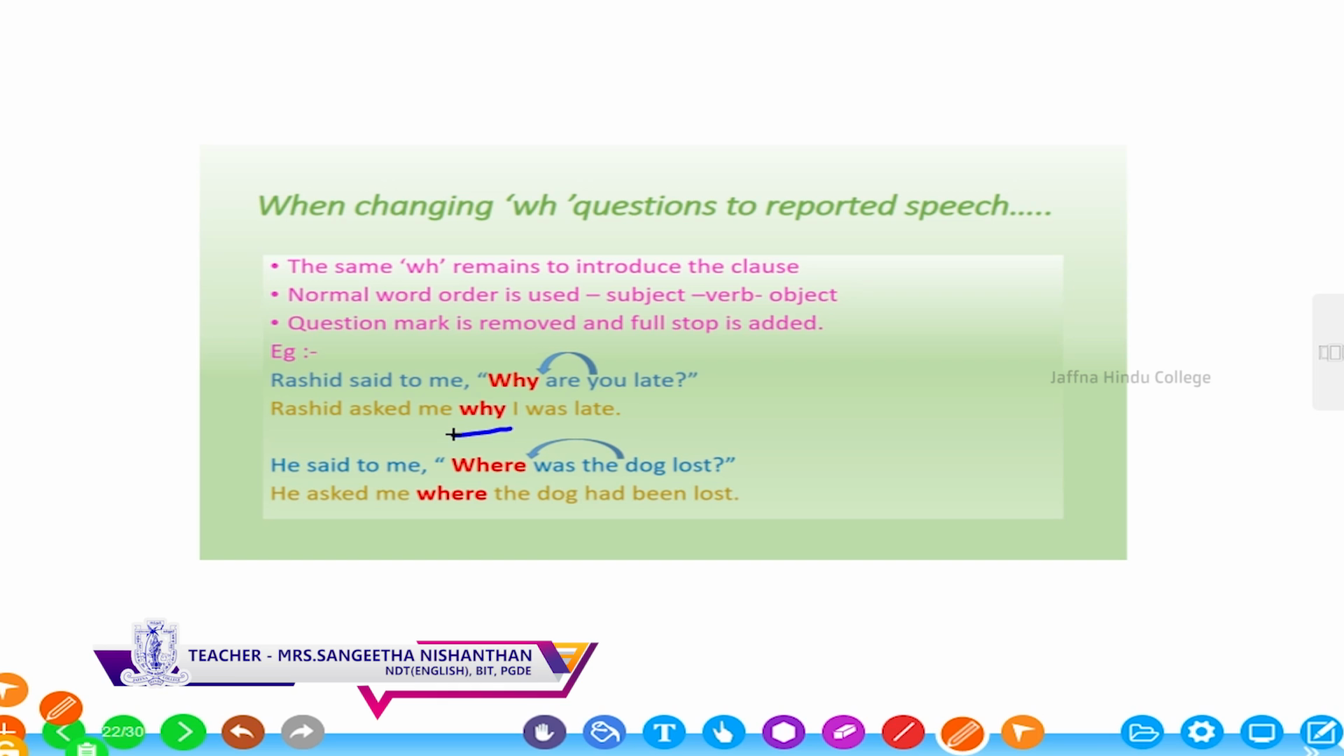Next one. He said to me, where was the dog lost? Was goes behind, after the subject, and where remains at the same place. Where the dog was lost. The past of was is had been: where the dog had been lost.